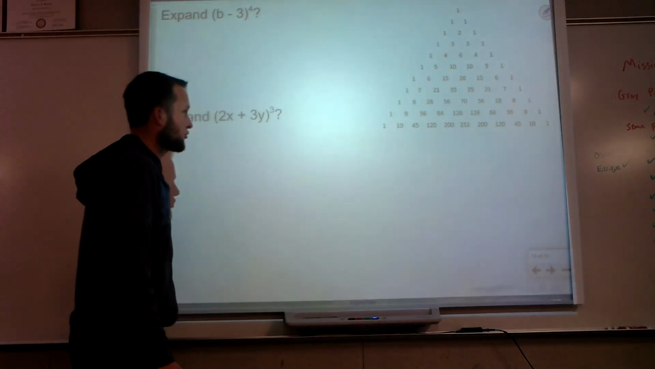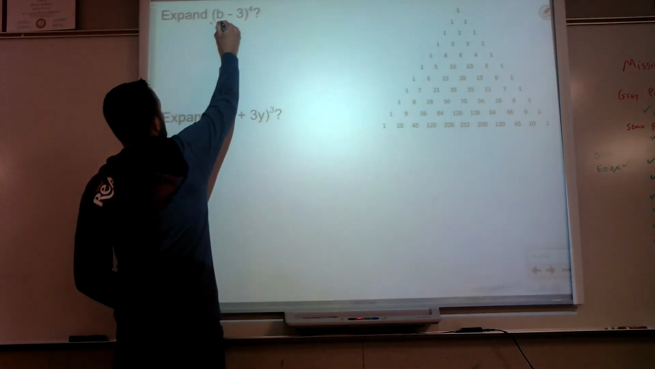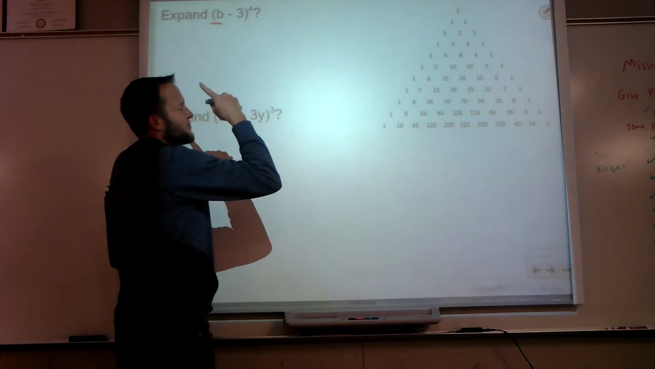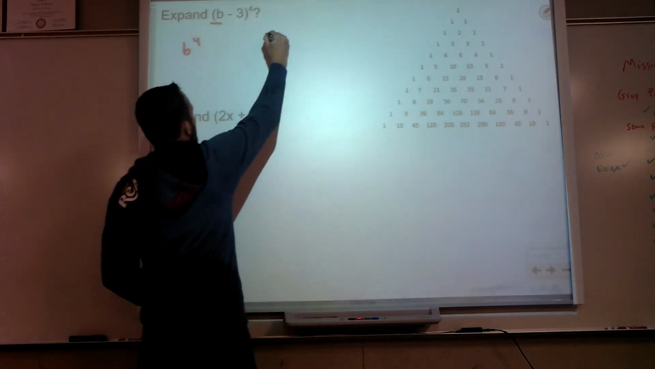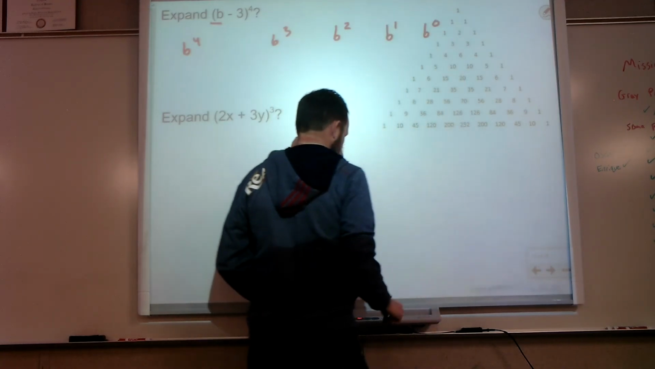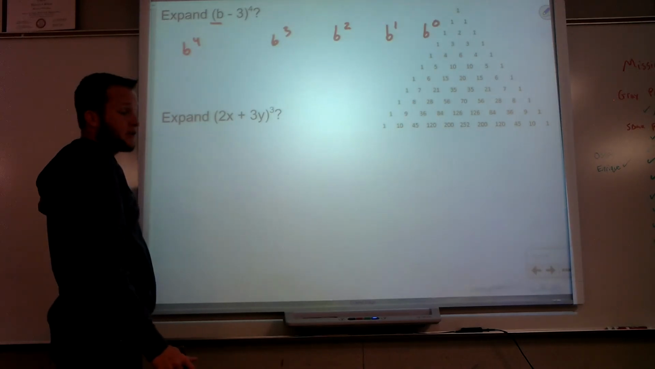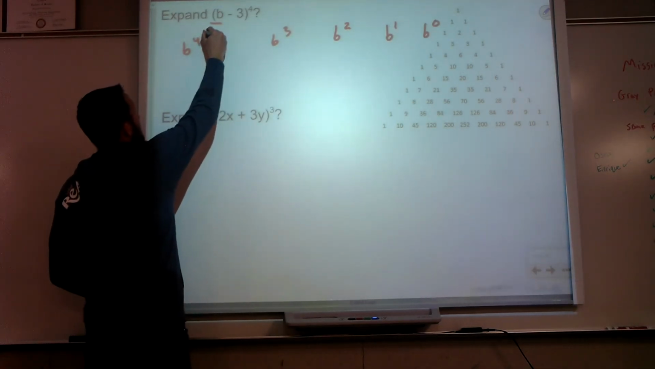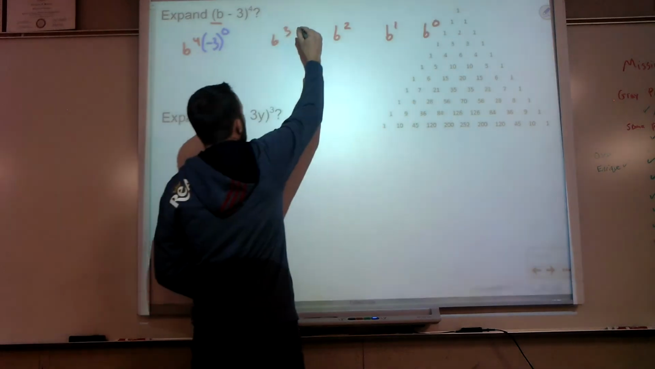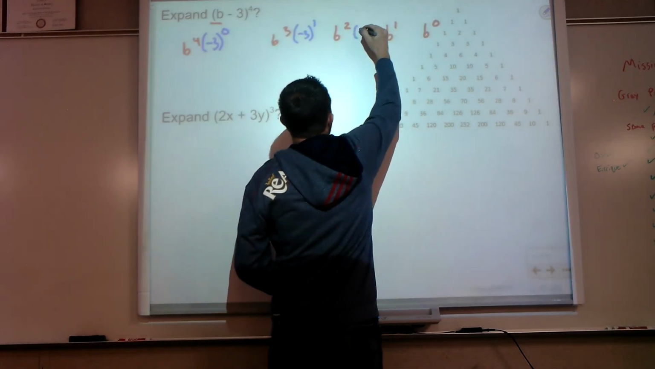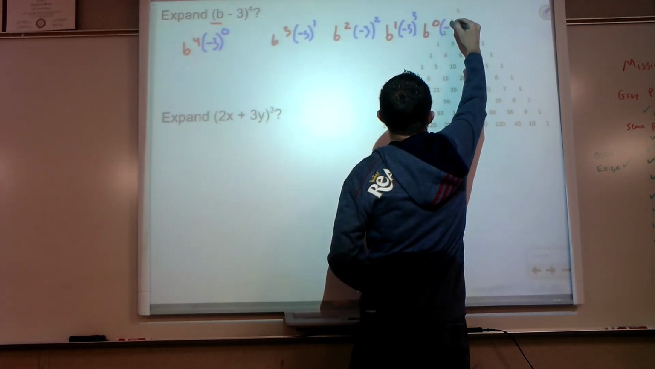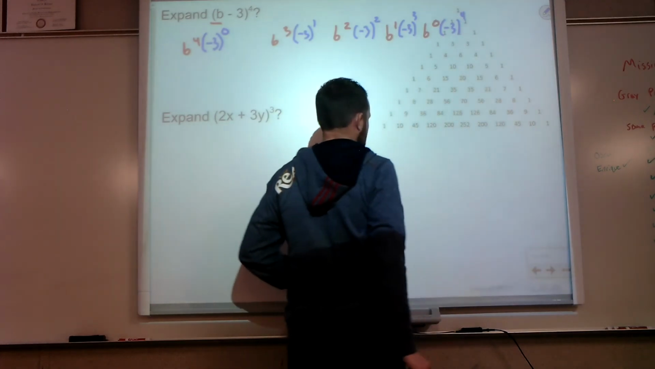Alright, let's go to b minus 3 to the 4th. We're going to take b and write it out in descending order, going from high to low. So I've got b to the 4, b to the 3, b to the 2, b to the 1, and b to the 0. Then we're going to add in the negative 3 to the 4th. Remember, with the negatives, you're going to put parentheses, and we go in ascending order from low to high. I'm kind of running out of room here, so I'm going to squish that over with the triangle.